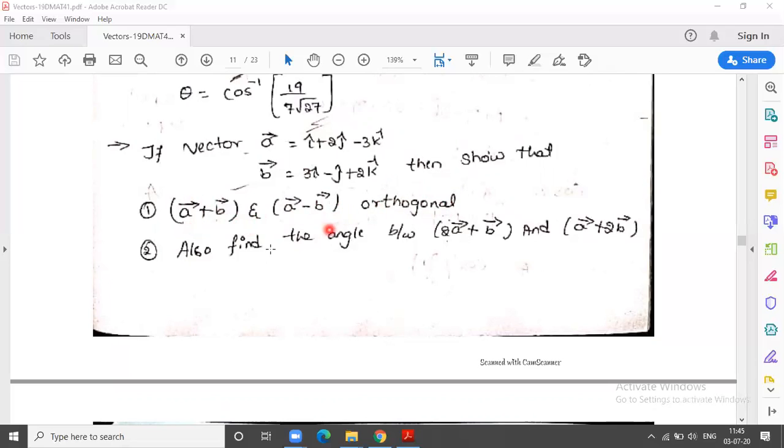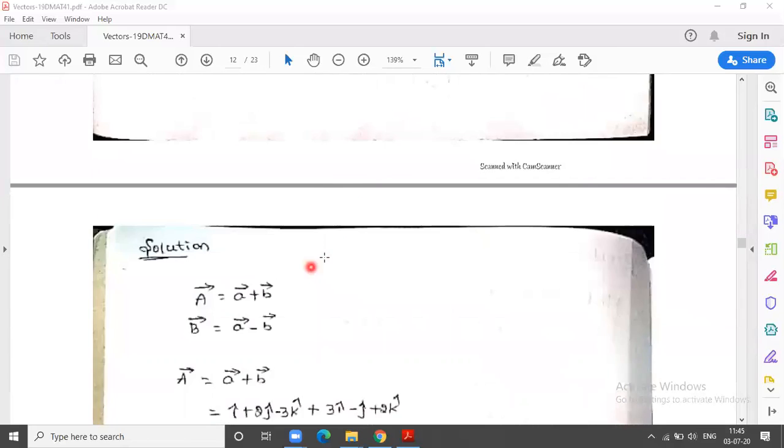So you have to show this vector A plus vector B dot vector A minus vector B equals 0. Similarly, you have to find out 2 times vector A plus vector B first and vector A plus 2 times vector B. After that, the method you followed for finding the angle between two vectors in the last problem, the same procedure you have to follow here also. But in the first case, you just have to show the dot product is 0. If the dot product is 0, then you can conclude that those two vectors are orthogonal.